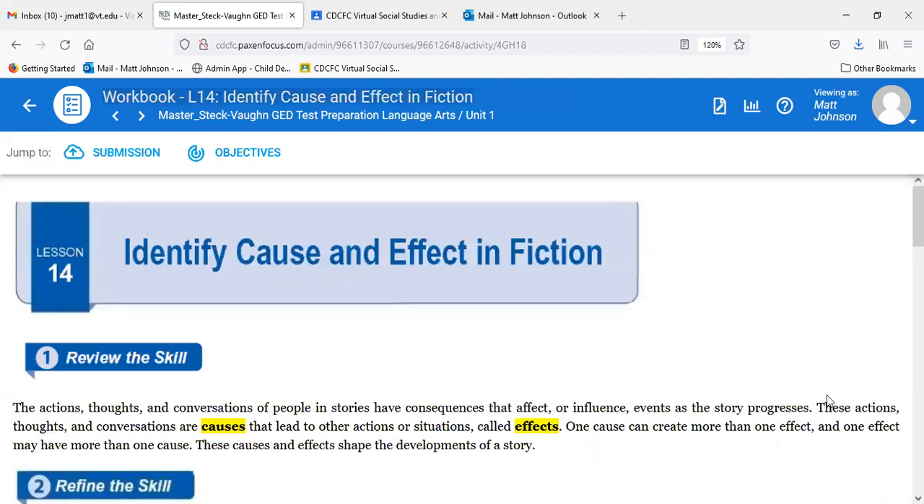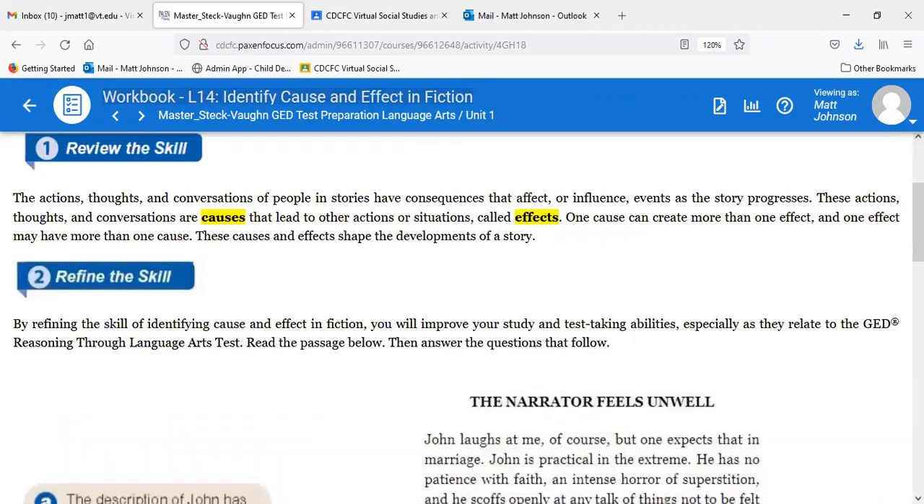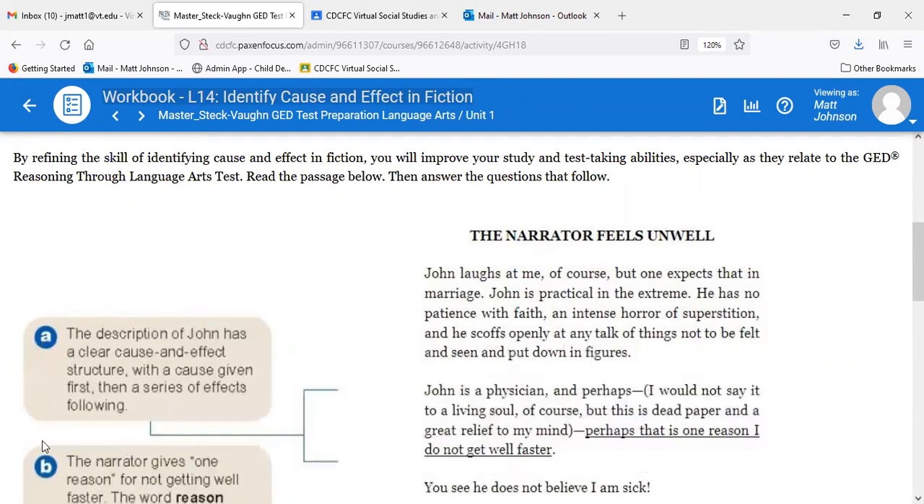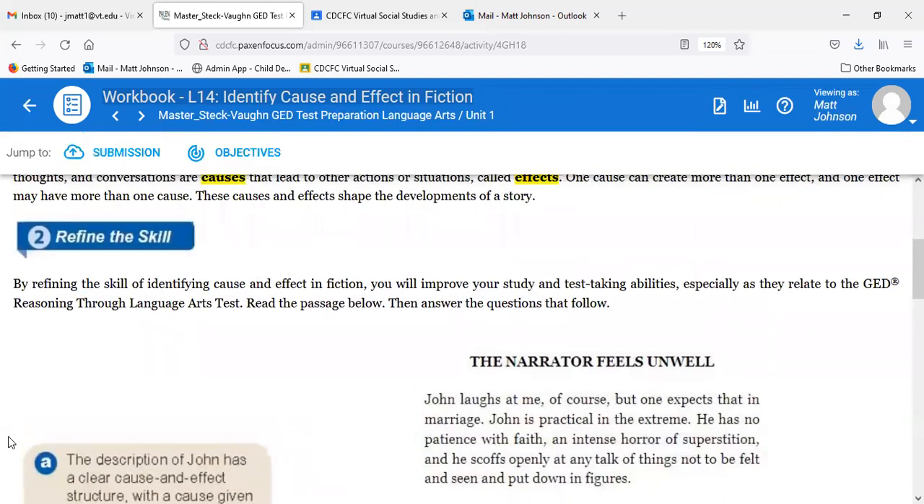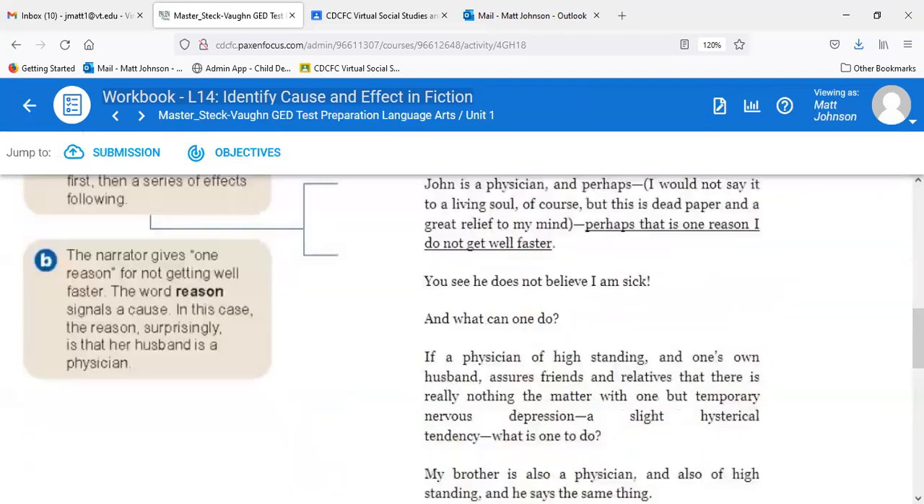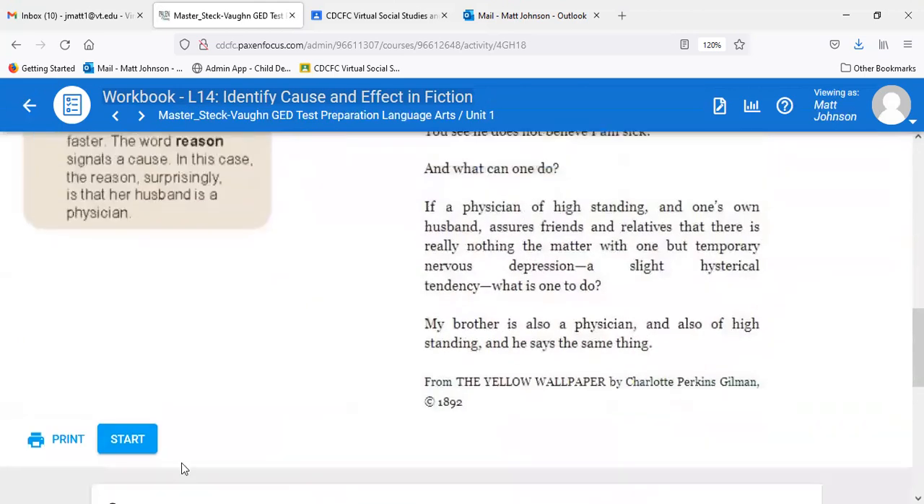Okay. And the same thing, this should be really familiar, right? We're looking for cause and effect here. We can ask ourselves some questions about the effect, and you say, why did this happen? What caused this, right? And that's going to lead you into defining the two. All right. And so the narrator feels unwell. And this again is from The Yellow Wallpaper.